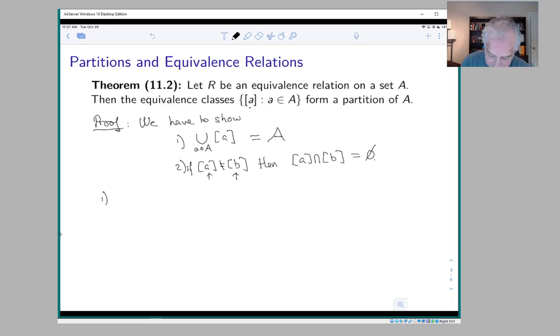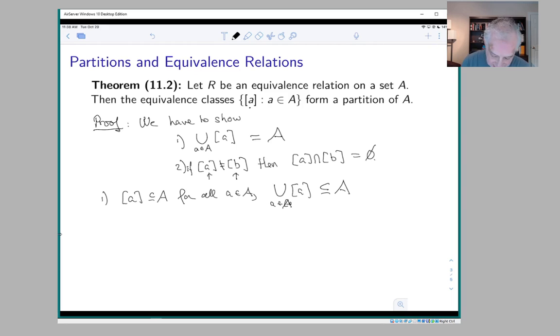To prove these two sets are equal, we have to show that they're subsets of one another. Since [a] is a subset of A for all a in A, the union over all a in A of [a] is a subset of A, because if you belong to this union, that means you belong to at least one, possibly more, of these equivalence classes, but they're all contained in A. So the union is contained in A.